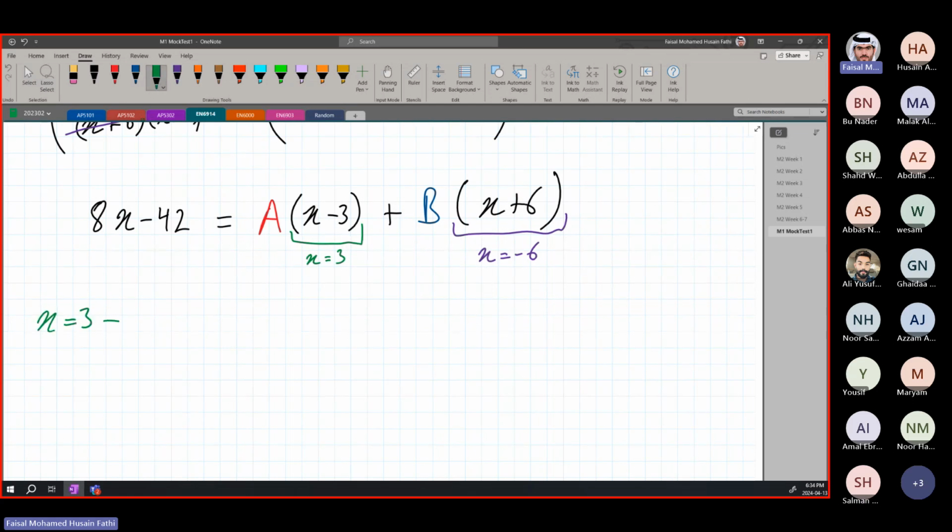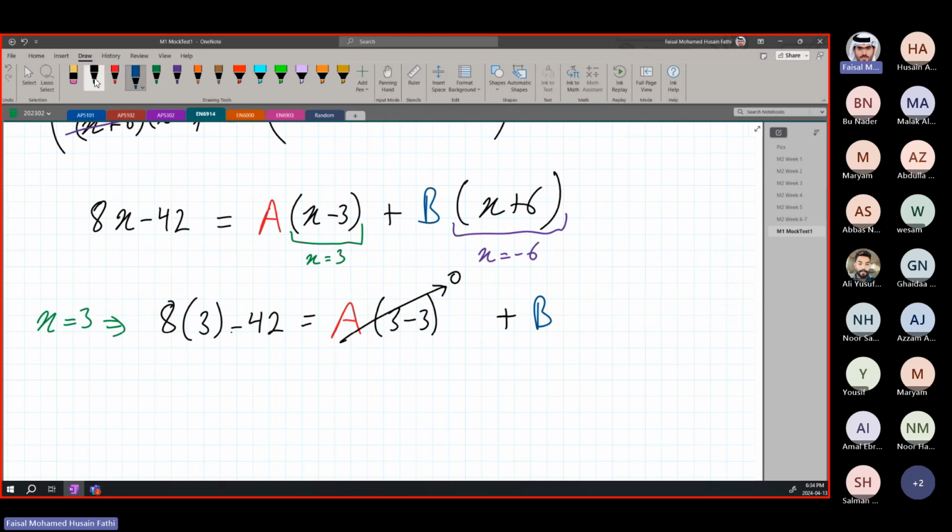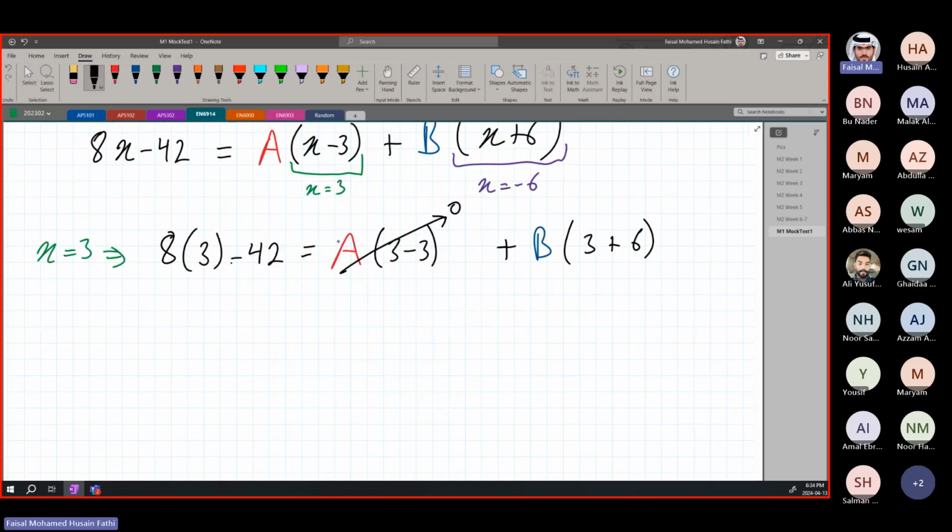For x equal 3, we're just going to substitute the number 3 for all of the x's. So 8 times 3 minus 42 is equal to A times 3 minus 3. We know that this is going to be 0, plus B times x plus 6, where x is 3, so it's 3 plus 6. Now we can simplify and solve for B since A is multiplied by 0. 8 times 3 is 24.